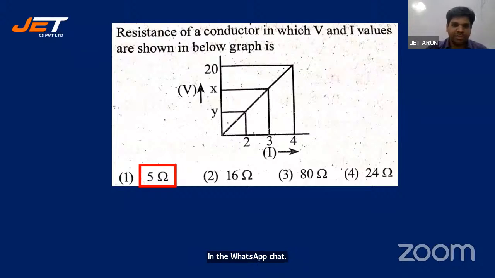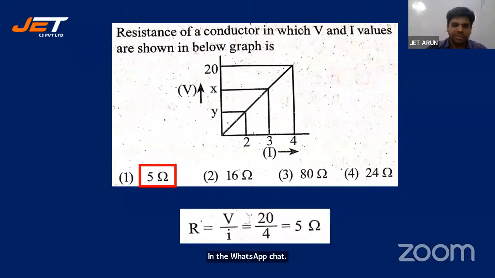All right, let's look at the key. Solution, students. R is equal to V by I, which is Ohm's law, is equal to 20 by 4, which is 5 ohms. From the graph, if you see 20, a horizontal line passing through 20 intersects the graph at this point. Here, the vertical line intersects the x-axis at 4. If you know how to find the slope of a line, it is nothing but the resistance for a line passing through origin.